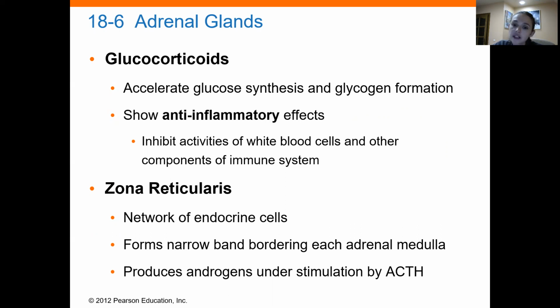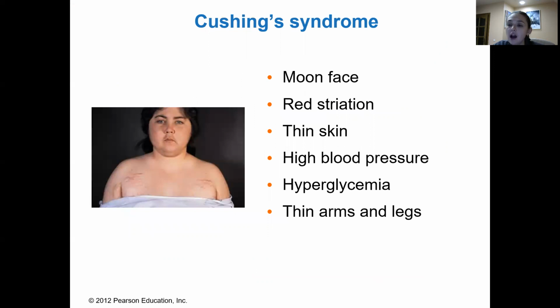Zona reticularis is a network of endocrine cells which forms a narrow band bordering each adrenal medulla. It produces androgens under stimulation by adrenocorticotropic hormone. On this slide, I would like to show you the disorders related to the adrenal cortex. The first one is Cushing syndrome, which happens due to increased production of cortisol. What will be the symptoms? Moon face, red striations, thin skin, high blood pressure, hyperglycemia, thin arms and legs, and weight gain, which is deposited in the abdominal cavity.